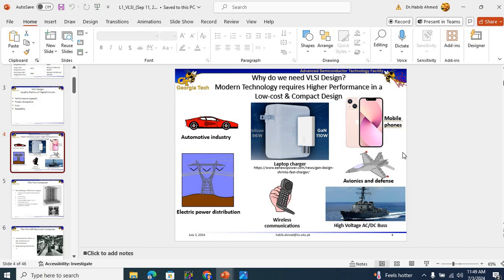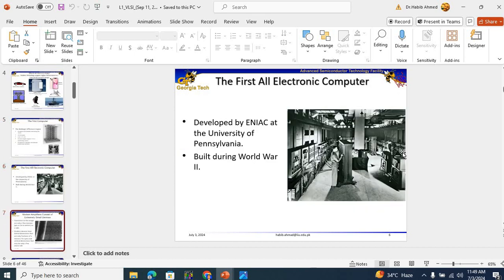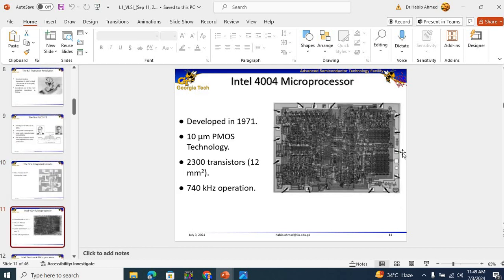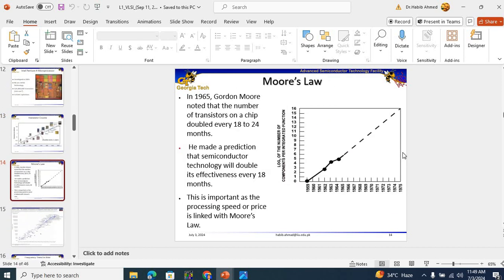Now, have you ever thought, how come the size of the phone remains the same, however its functionality is improving? Now, to answer that question, let us scroll down the slides, and the answer to this question is Moore's law.